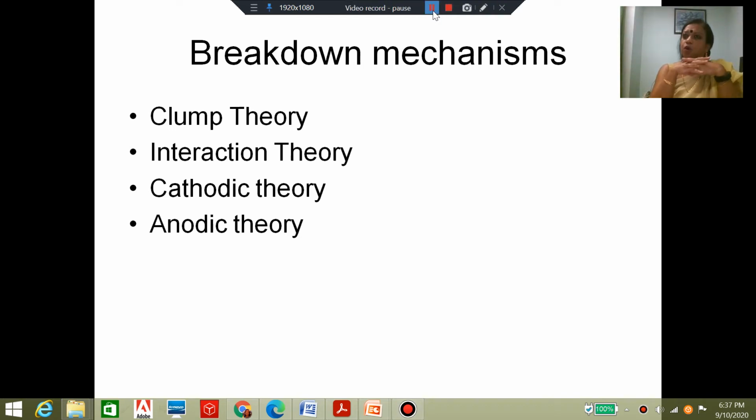So now we have talked about the various factors which influence breakdown in vacuum. Let us now talk about some of the breakdown mechanisms by which we can explain how breakdown proceeds in vacuum. There are four mechanisms in vogue, four theories in vogue: the Clump theory, the interaction theory, the Cathodic theory, and the Anodic theory. Let us take one at a time.